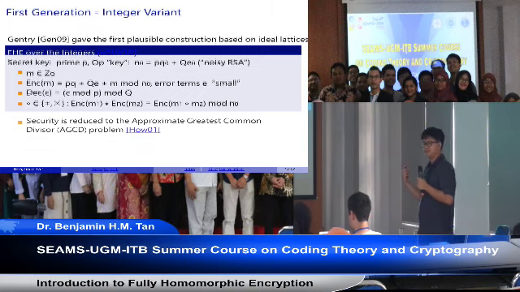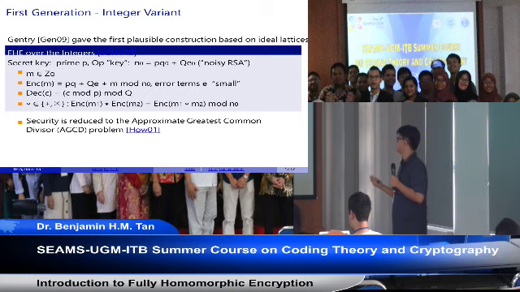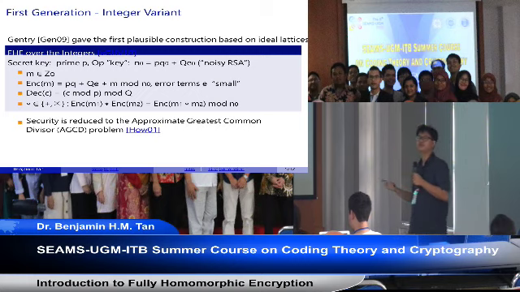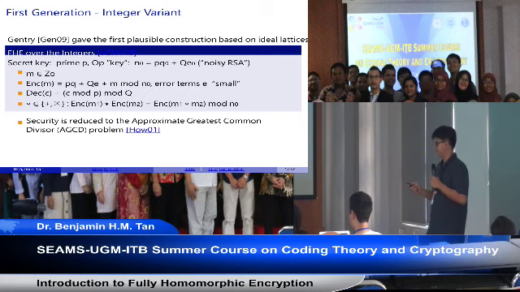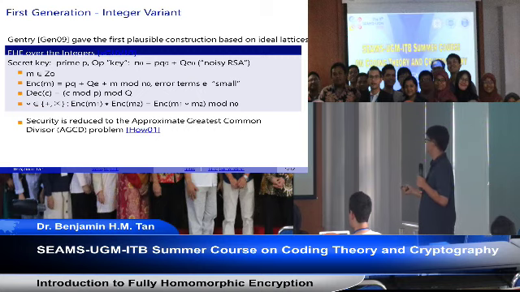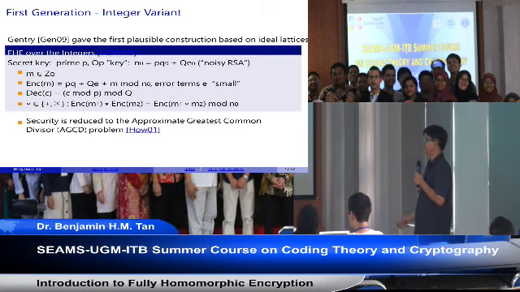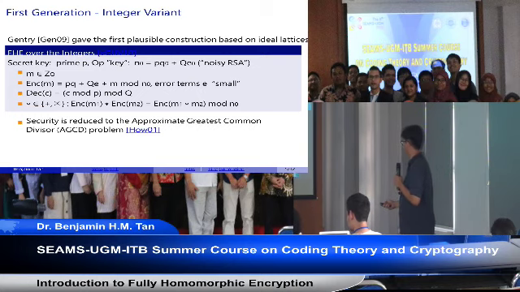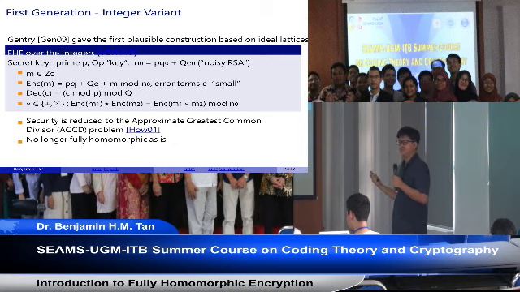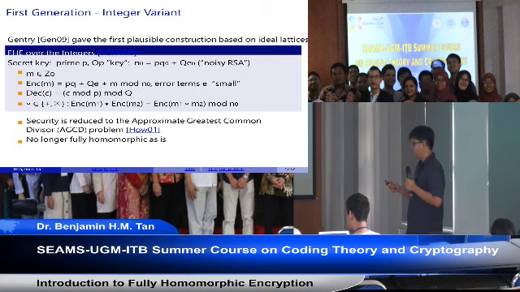Now the security for this scheme is reduced to something called the approximate greatest common divisor problem. Basically, it asks you to find the biggest divisor of N naught, which is approximate in this case because we added some noise to it. And unfortunately, this scheme is not fully homomorphic in the sense that we cannot do arbitrarily many operations. So now let's look at why.